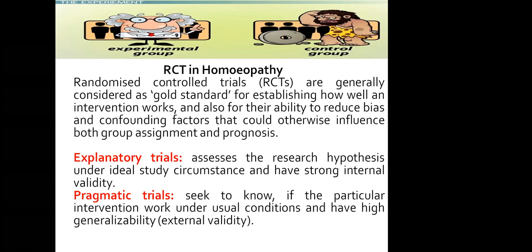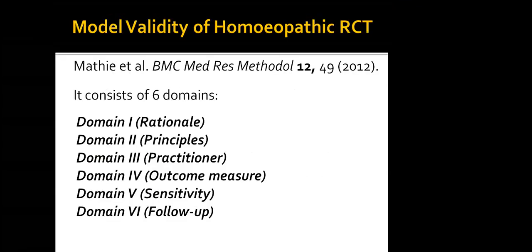So a new tool for assessing the model validity of RCTs of homeopathy is available in the form of model validity of homeopathic treatment. It consists of six domains. Before designing or undertaking any study, these domains must be taken into consideration, whether by an organization or an individual. The six domains are: the first is the rationale. Would a significant body of accredited homeopaths support the rationale for the intervention used in the study? Second is the principles. Is the specific intervention used consistent with homeopathic principles or not? Third is the practitioner. Does the study have suitably qualified and experienced homeopathic practitioner input?